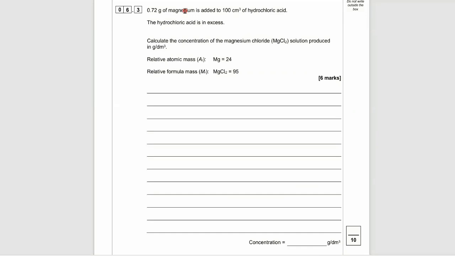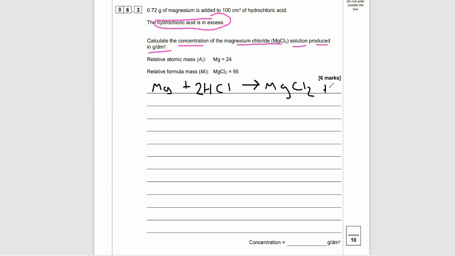Right, here we've got some maths. 6.3, 0.72 grams of magnesium added to 100 centimeter cubed of hydrochloric acid. The hydrochloric acid is in excess, meaning there's more hydrochloric acid than magnesium. Calculate the concentration of magnesium chloride solution produced in grams per decimeter cubed. Now, anytime you've been given grams, which is a mass, and you've been given the AR or the MR, we need to work out moles. So I'm going to write the equation out, which was already earlier in the question. But this gives me a ratio, which I'm going to come on to.